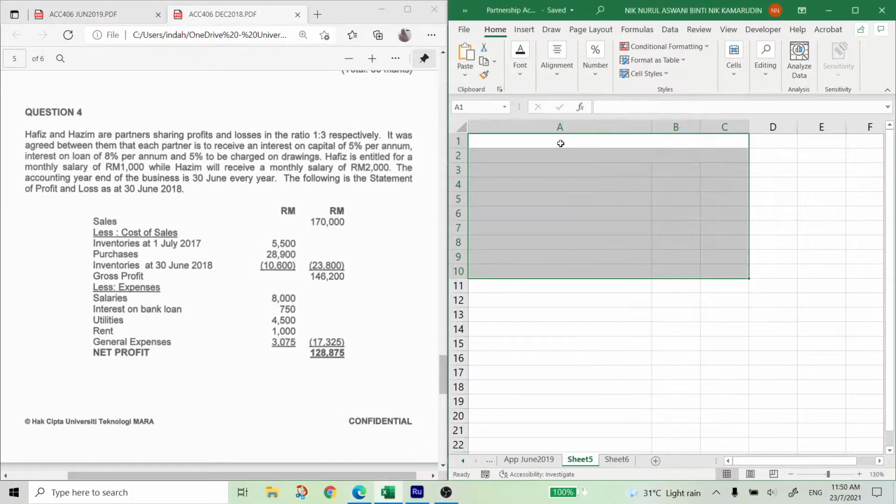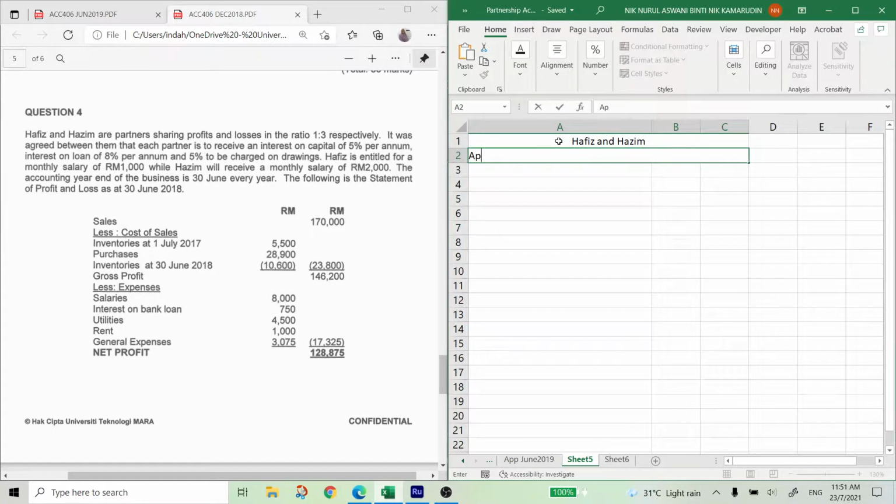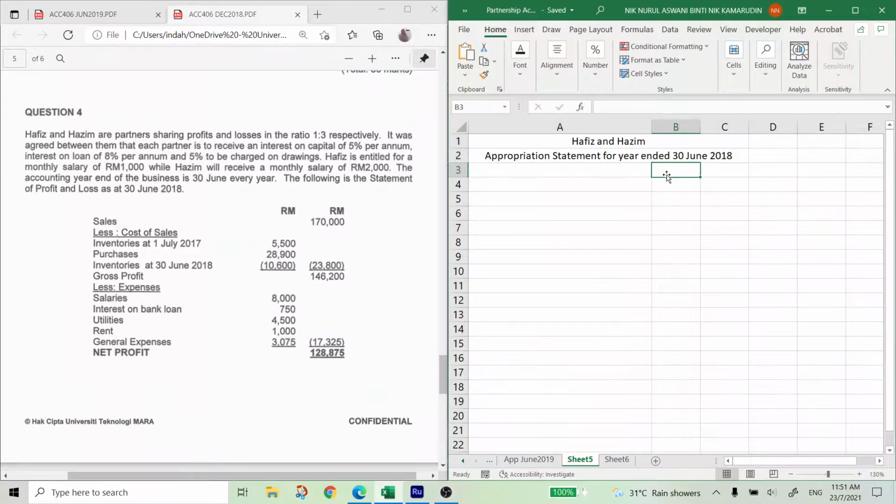To prepare the appropriation statement, the first thing is to write down the name of the partnership business, or the name of the partners, Hafiz and Hazim. Then write down the name of the statement, profit or loss appropriation account, for the year ended 30th June 2018. Usually I will have two columns for the computation.